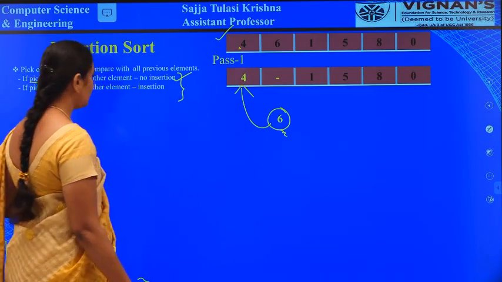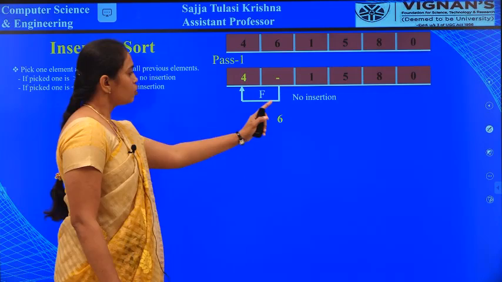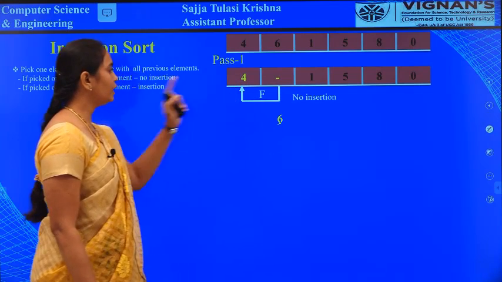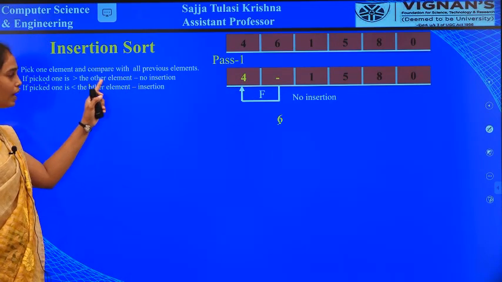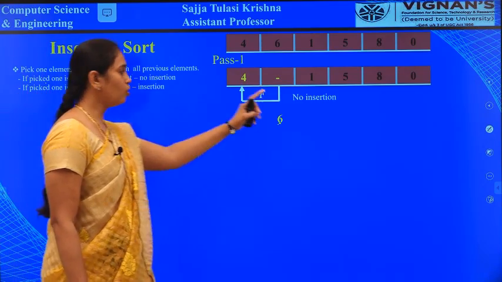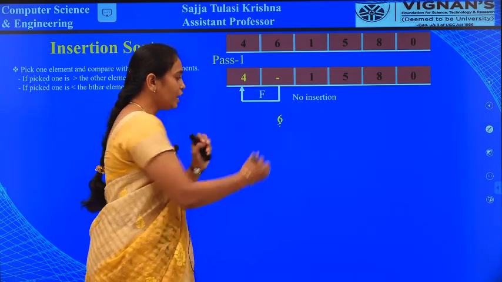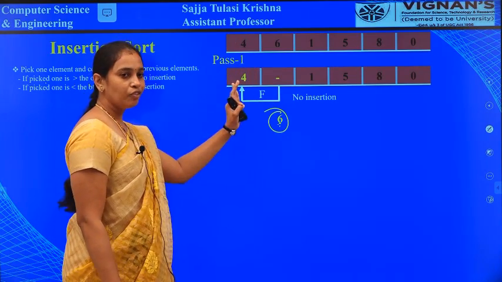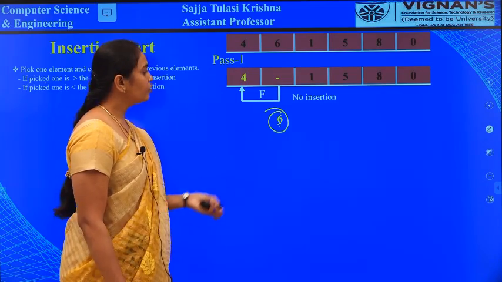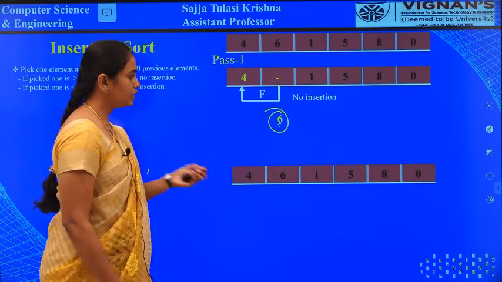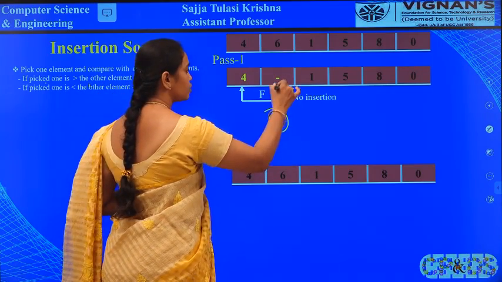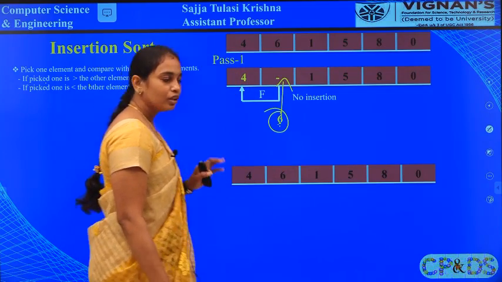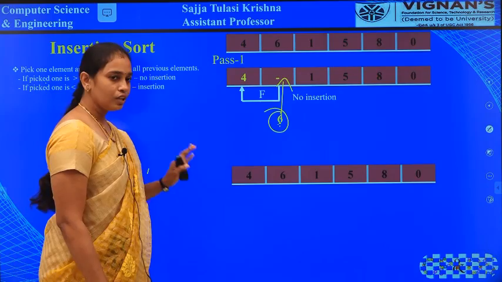Now we will see the comparison. Here, 6 is compared with 4. The picked element 6 is greater than 4, so there is no insertion because the picked element is greater. There is no need to insert it before the previous element. The value is placed in the same place, so the list stays 4, 6 and the remaining elements. There is no insertion. This is the first pass.